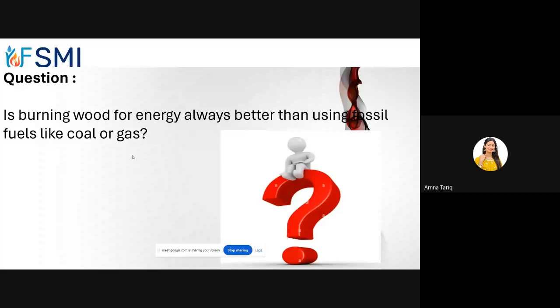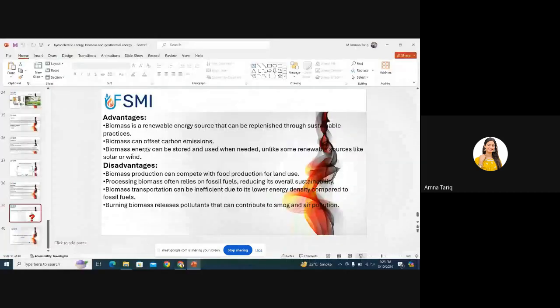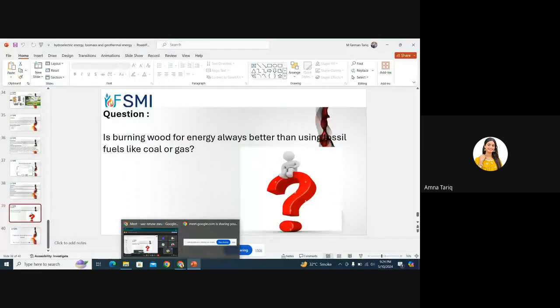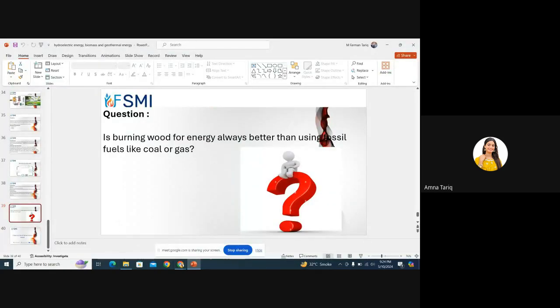Our last topic is the question section. Is burning wood for energy always better than using fossil fuels like coal or gas? Can anyone give me an answer to this question? I can repeat it again. My question is, is burning wood for energy always better than using fossil fuels like coal or gas? Can anyone give me an answer to this question, please?